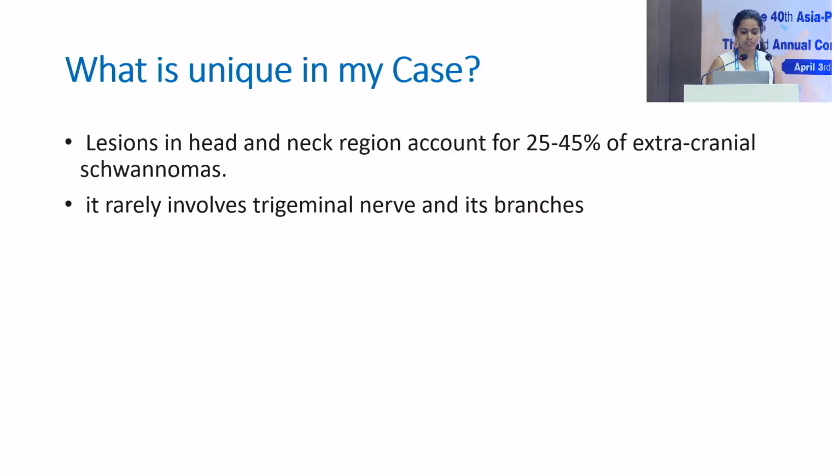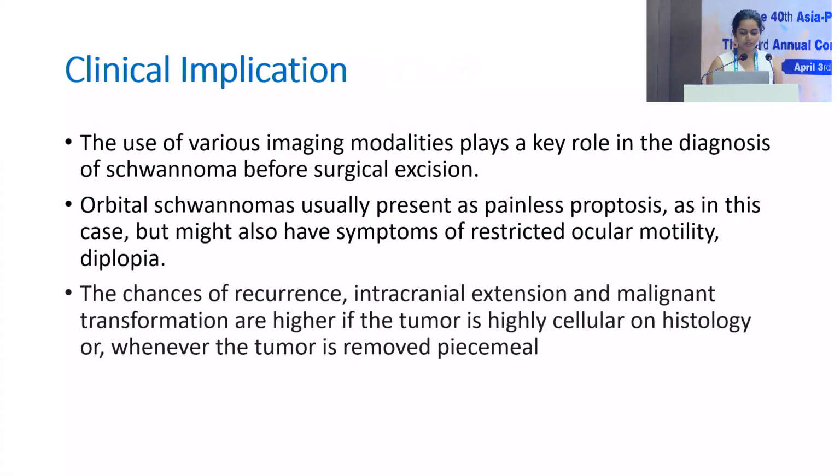What was unique in my case was that lesions in head and neck region account for 25% to 45% of extracranial schwannomas, but it rarely involves the trigeminal nerve and its branches. So clinical implication could be we can consider schwannoma as a differential diagnosis for this, and orbital schwannomas usually present as painless proptosis.